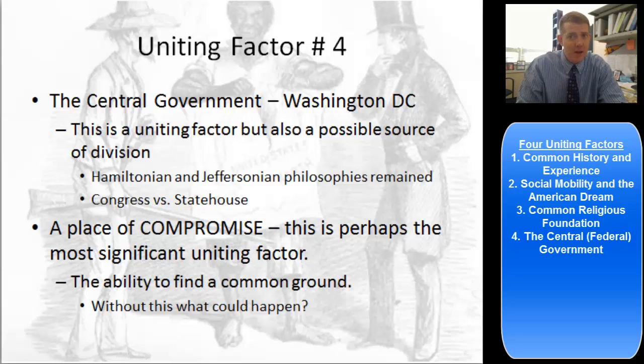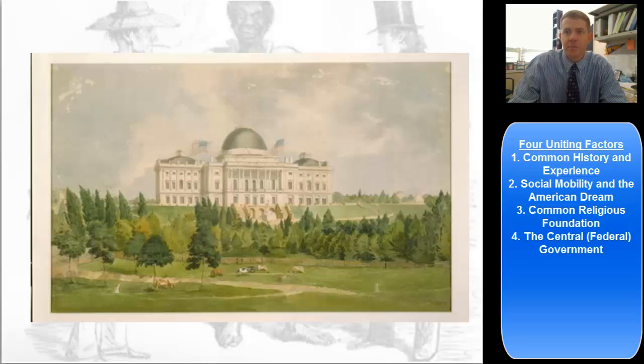a place of compromise. And this is maybe the most significant uniting factor. The ability of Northerners and Southerners and sometimes Westerners to talk about an issue, to talk about a problem that they see, to really have their own views and stance on them based on their own philosophies and their own regional needs, and coming to a common ground. And without this, what could happen? What are some of the possibilities of things that could happen if they are unable to compromise? And those are things that we'll eventually consider when we talk more about what divides them.